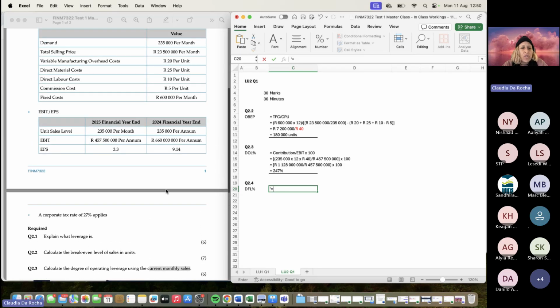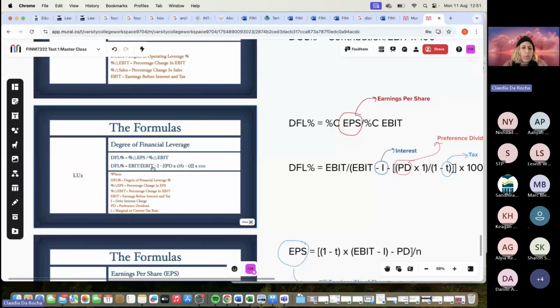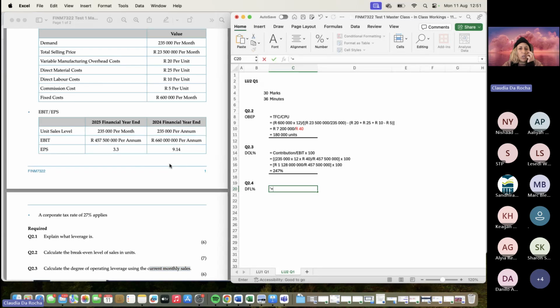So this is where the question gets a bit difficult because, like I said, we can use this baseline one, but can you see we need EBIT, we need interest, we need preference dividends, we need tax. We've got the tax amount, we don't have the preference dividend, we don't have the EBIT, we don't have the interest. So what does that mean for this question? It means that no, we can't use the baseline one. We have to use the original formula. So this is how, and I know there was a question before, how do you know which one to use? It's about understanding what we have.